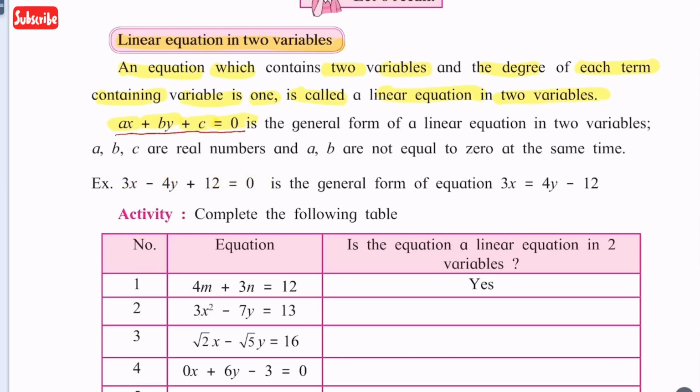Now 3x minus 4y plus 12 equal to 0 can also be written as 3x equal to 4y minus 12. When we take minus 4y to the right side, it becomes plus 4y, plus 12 becomes minus 12, and 3x we keep at the left side. So we get 3x equal to 4y minus 12.